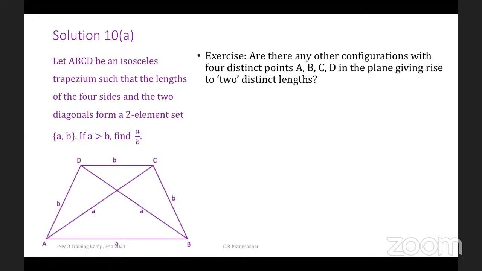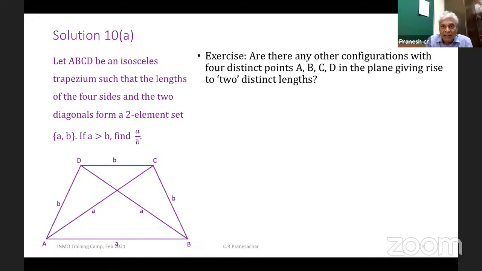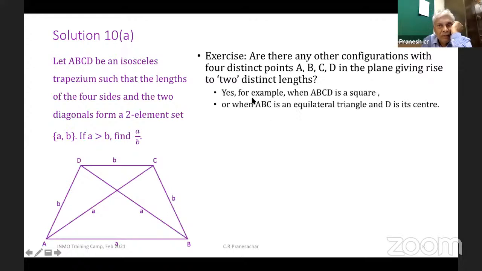Okay. Now the exercise. Are there any other configurations of 4 points, like here A, B, C, D? These 4 points here form an isosceles trapezium. Are there any other sets of 4 distinct points A, B, C, D in the plane giving rise to 2 distinct lengths? We have already seen one. The square is another example. Square also gives only 2 distinct lengths. So, for example, ABCD is a square, or ABC is an equilateral triangle and D is its center.